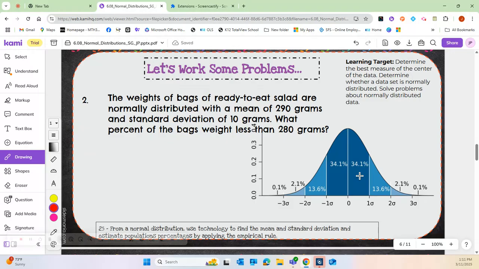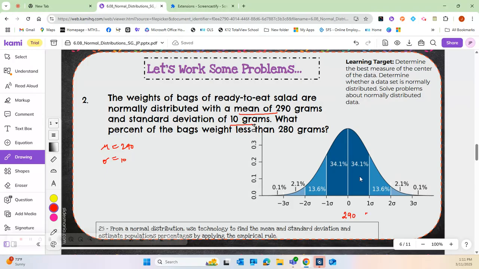Number 3 says the weights of bags of ready-to-eat salad are normally distributed with a mean of 290 and a standard deviation of 10. So my mean is 290. My standard deviation is 10. Always take 290 and go to where the z-score is 0. That's where the mean always goes.